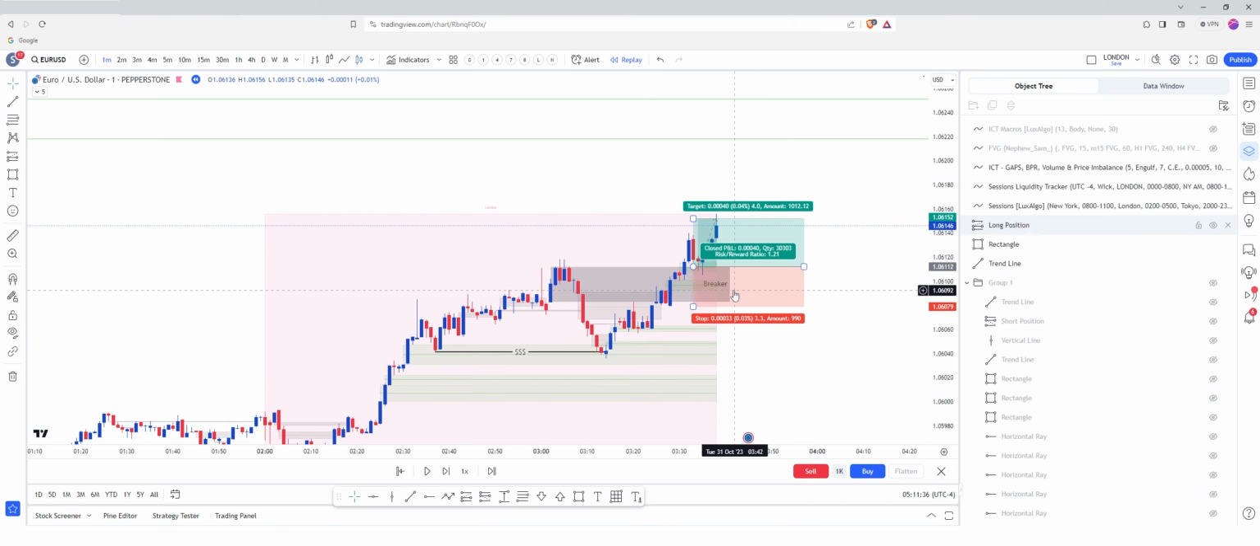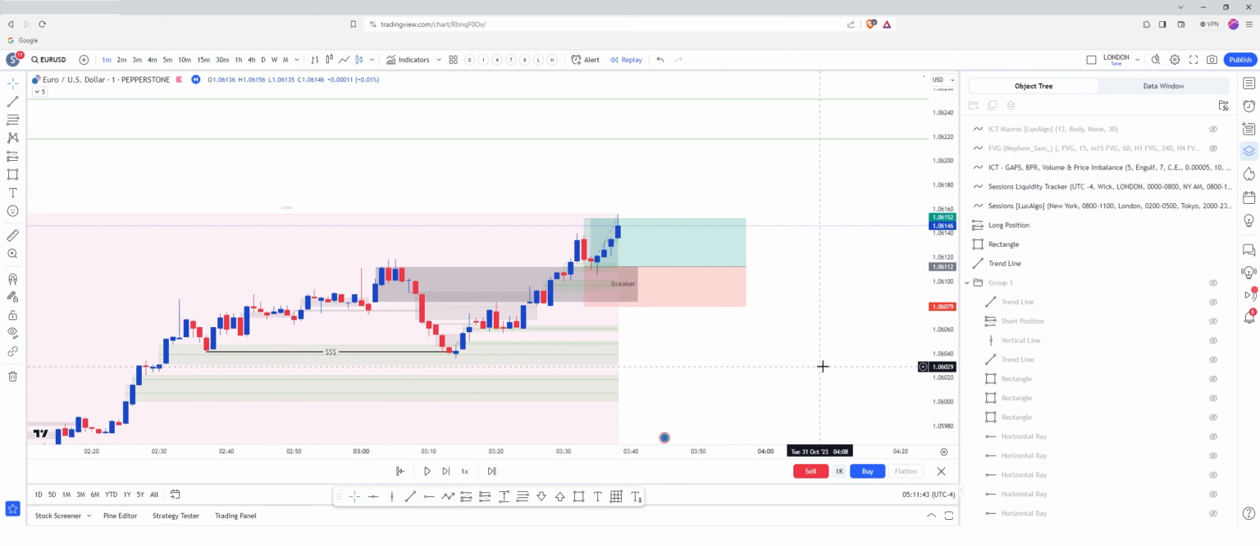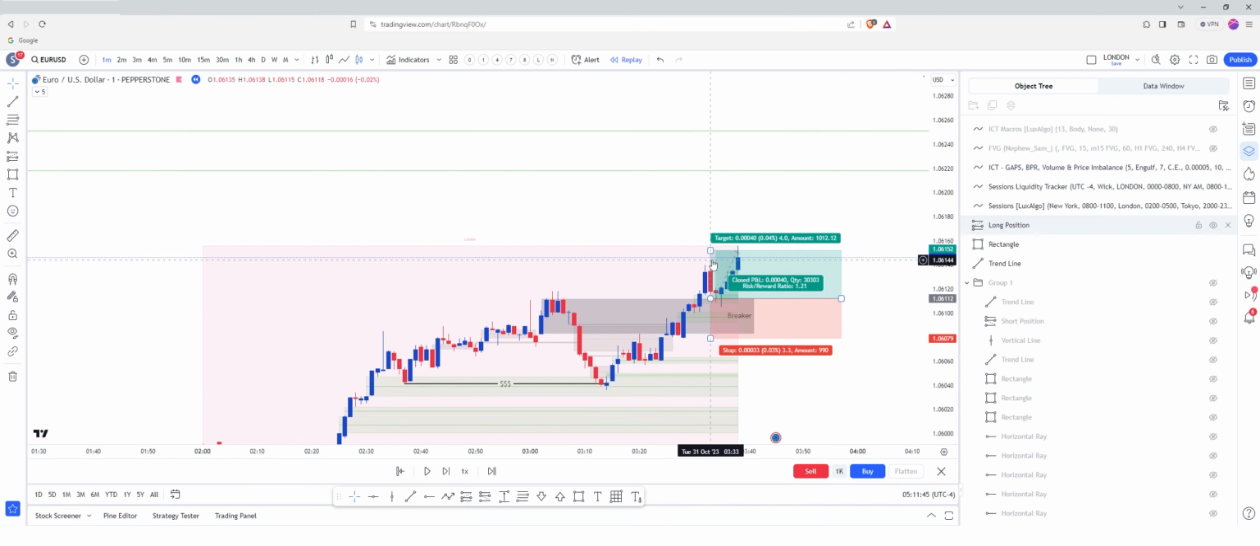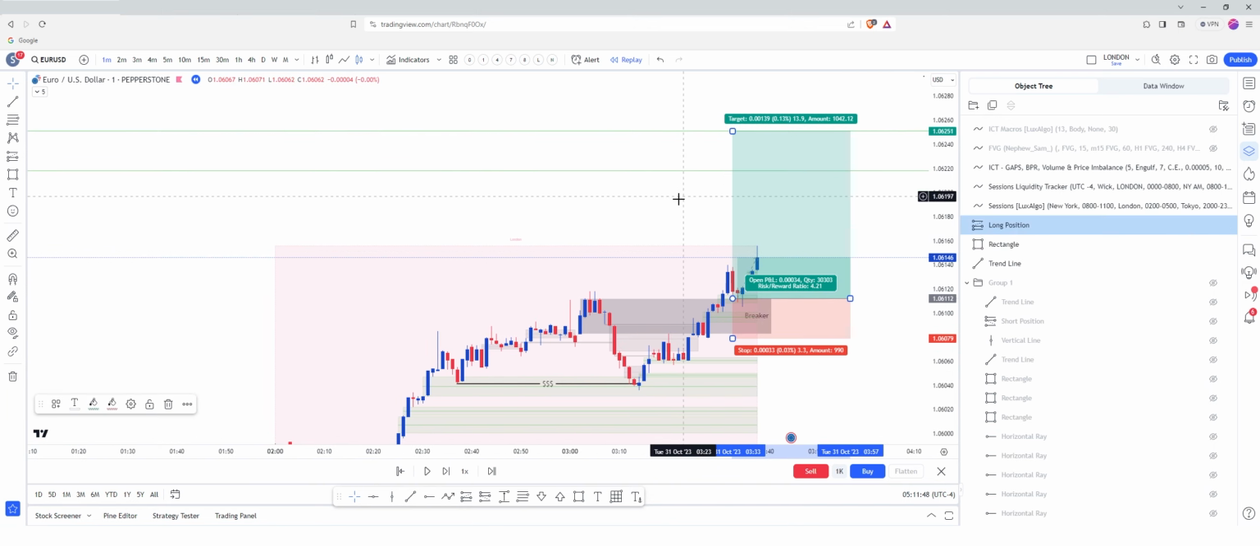So this is 50% of the trade taken off here. Leave the stop loss where it is. I'm closing 50% of the trade, so we're now risk-free. And I am holding the rest now, expecting previous day's high to get taken out.